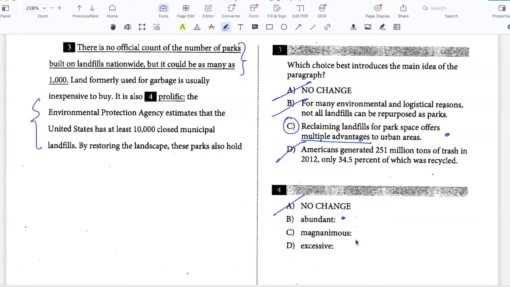Magnanimous is generous, so I don't think that can be used for land. That's normally used for a person or an entity. And excessive is something that is more than what's required, right? For example, your reaction to the situation was excessive, right? So again, that doesn't fit the context of there being a lot of landfills available, right? So the best answer is B.